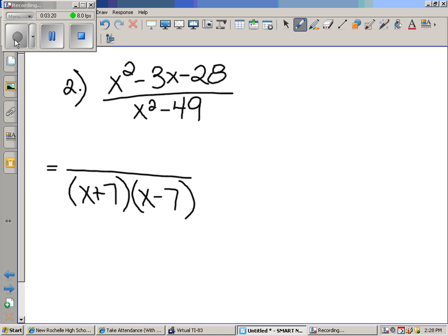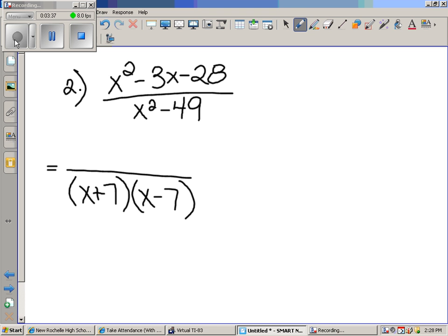Does anybody want to ask a question about how Jose does that real fast? Or do you guys know now? Yeah, 7 times 7 is 49. There's a subtraction sign in the middle, so one is positive and one is negative. And this is x squared. Both of those are x.